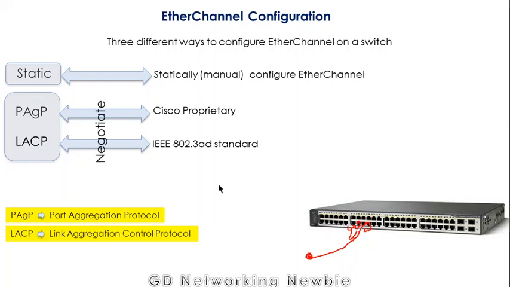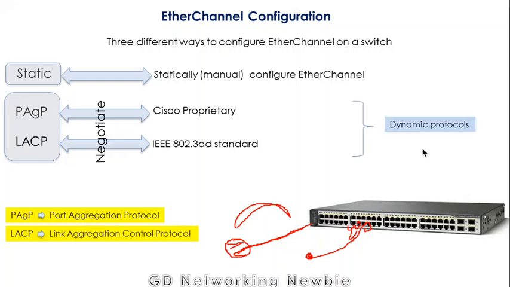These 2 protocols actually negotiate. If you are using these protocols between 2 switches, this one switch, this may be the second switch, then with these 2 protocols, they will negotiate between the 2 switches which ports are going to be members of the EtherChannel. So instead of setting it statically, these protocols negotiate. They do it dynamically. Therefore, they are also known as dynamic protocols.